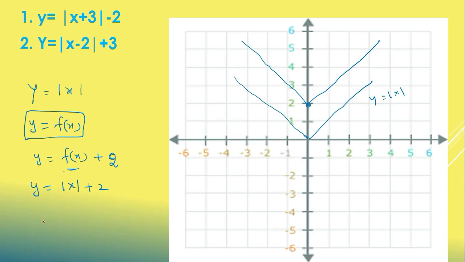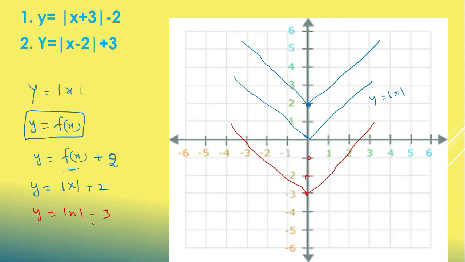Yet another case, if I subtract instead of addition, if I write y is equal to absolute value of x minus 3, the same V will go 3 units down. The same V will go this way 3 units down.